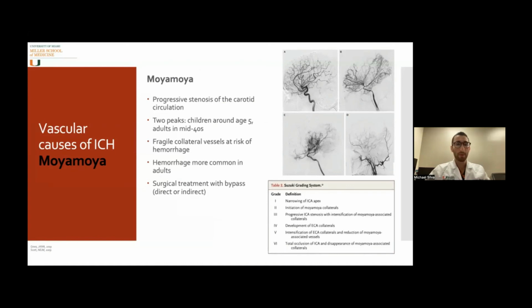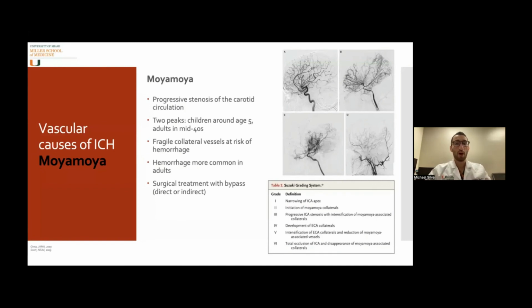I'll briefly, to wrap up the talk, go through some of the myriad of other causes of intracerebral hemorrhage that are important to neurosurgeons. So Moyamoya disease is progressive stenosis of the carotid circulation. There's a peak during childhood around age 5, and then another mid-40s peak in terms of the epidemiology. The pathogenesis is that as the carotid progressively stenoses, collateral vessels develop to maintain perfusion of the brain, and these collateral vessels are very fragile and therefore at risk of hemorrhage.